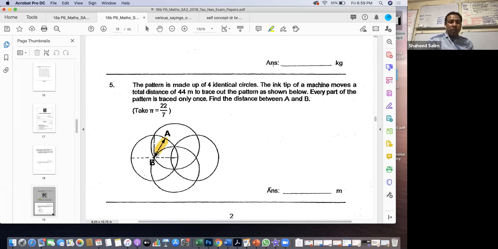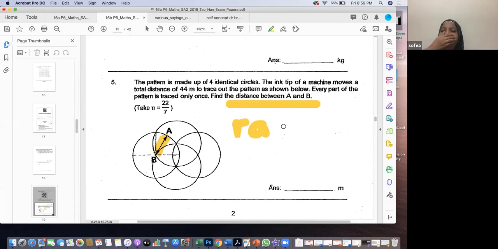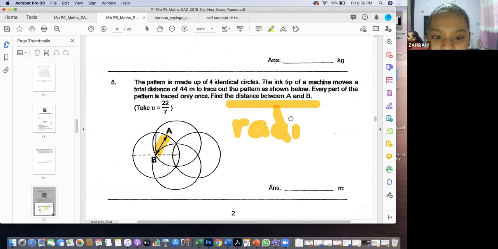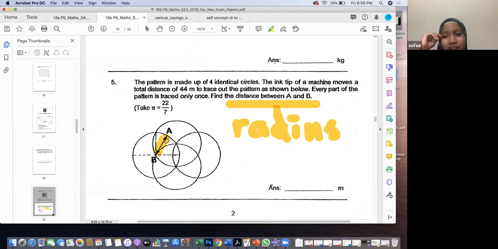What do you call this distance here? Is there a name? What is this distance called? Radius. Oh, radius, yes, radius, right? Radius is from the center of the circle to any part of the circle. So this one from here to here is called the radius.